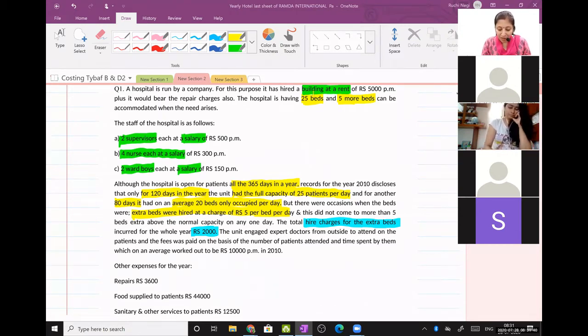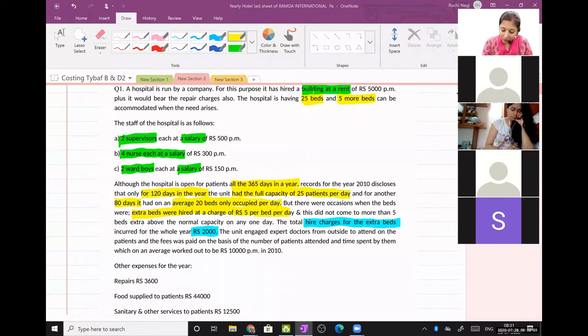Yeah, very good students. Then it is a fixed cost. So you got the difference now, the thin line of difference between doctor's salary. If he is a doctor of the hospital, obviously for him it is a fixed cost. But if you call some expert doctor to treat a patient, then they charge you on the basis of number of patients. So that becomes a variable cost.